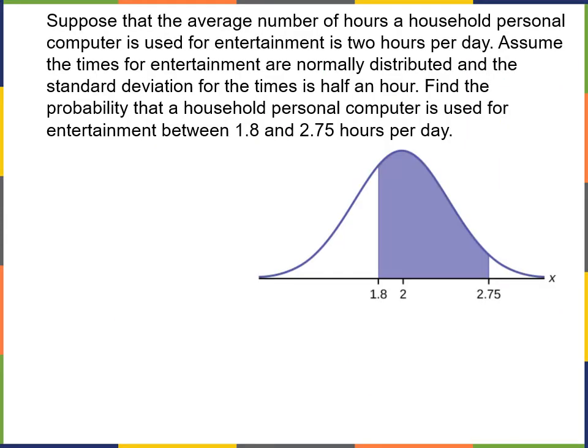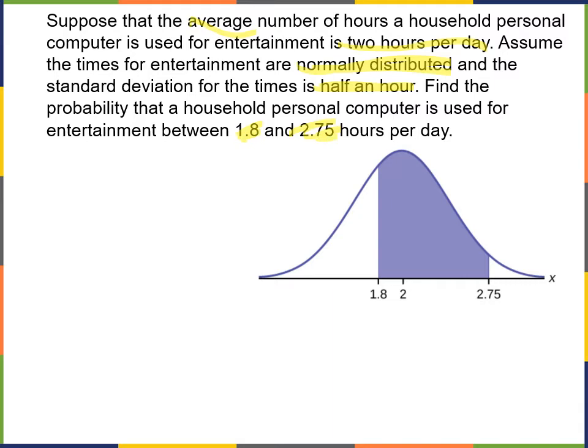So here's another example. Suppose the average number of hours a household personal computer is used for entertainment is 2 hours a day. Okay? So the average is 2 hours a day. Assume the times for entertainment are normally distributed. These are all key words here. And the standard deviation for times is half an hour. Find the probability that a household personal computer is used for entertainment between 1.8 and 2.75 hours a day.